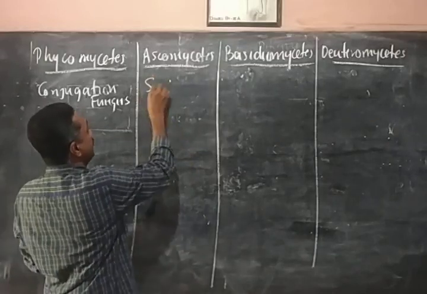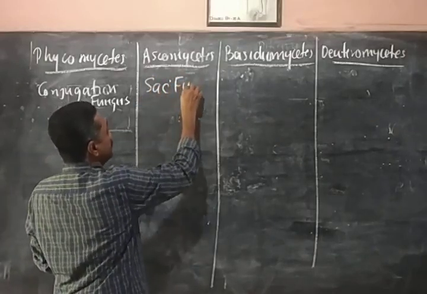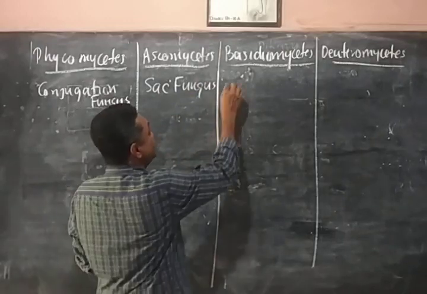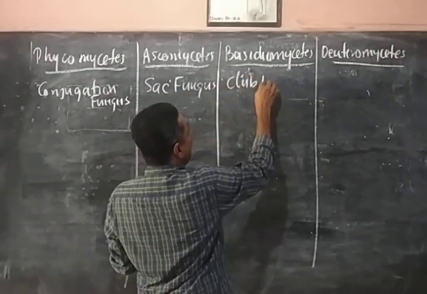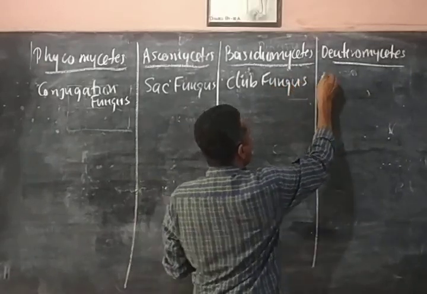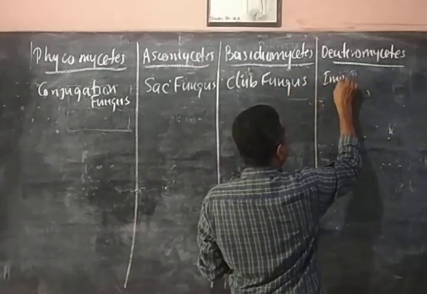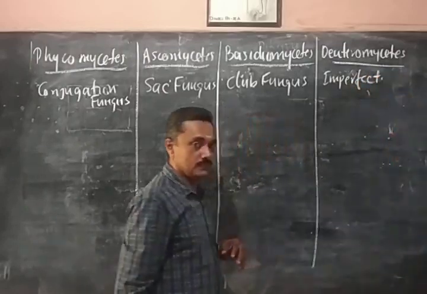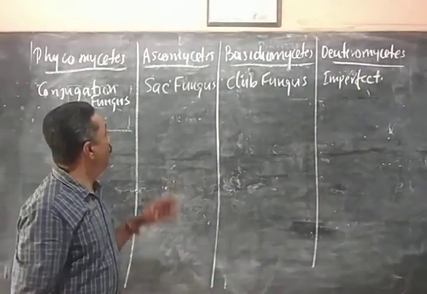Ascomycetes is called sac fungus, and Basidiomycetes is called club fungus. I will explain it later. And this is called fungus imperfect. Four groups are there.